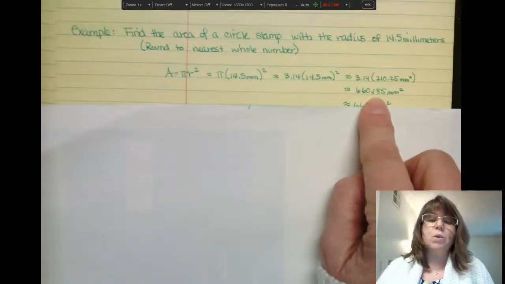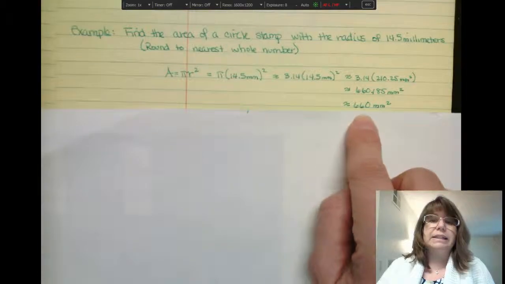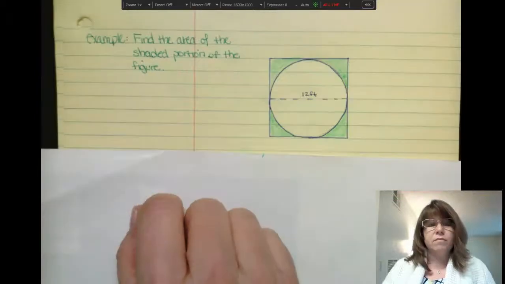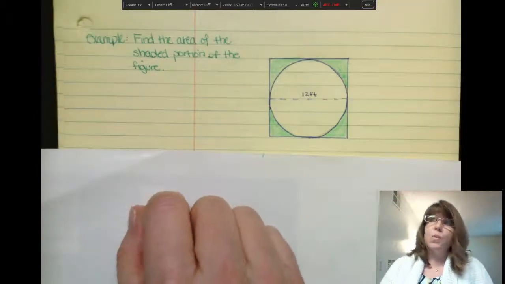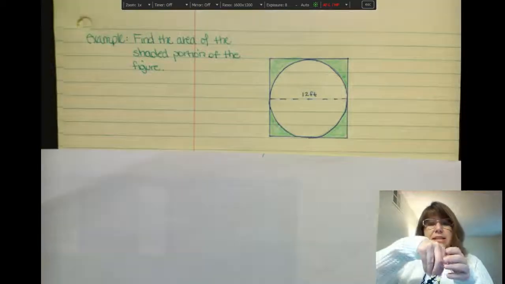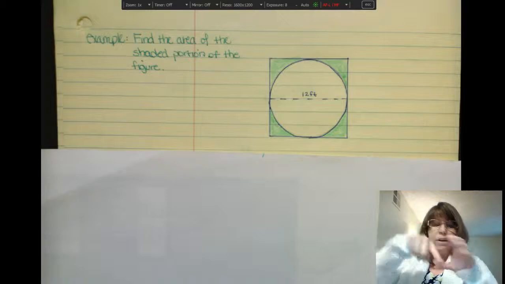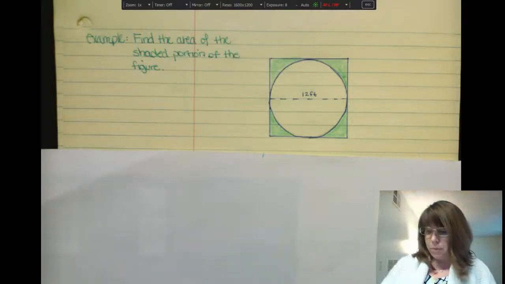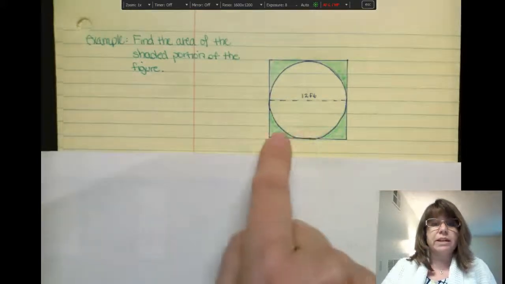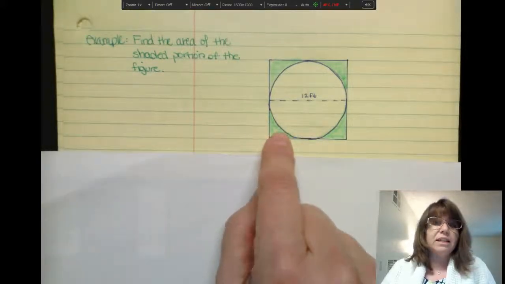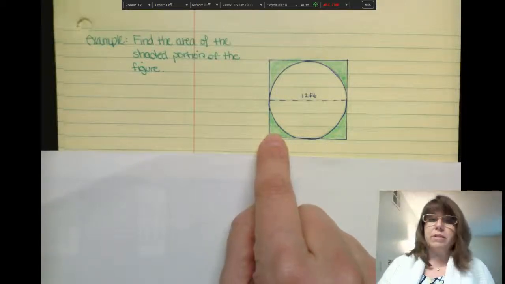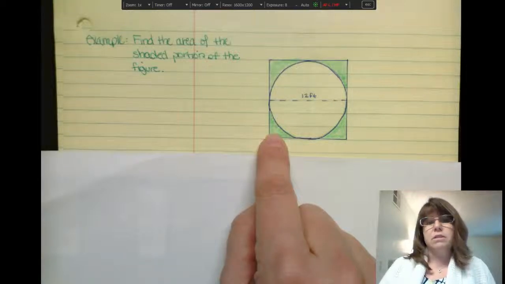I'm going to round to the nearest whole number, so that gives me approximately 660 millimeters squared. Now, lots of times in the world, we actually want to figure out the area of an object when something's inside it, and I want to know what's the area around it. For example, I want to find out what the shaded region, what this area is, but I don't really have a fancy formula to figure out the green area. But if I'm clever, I can figure it out.